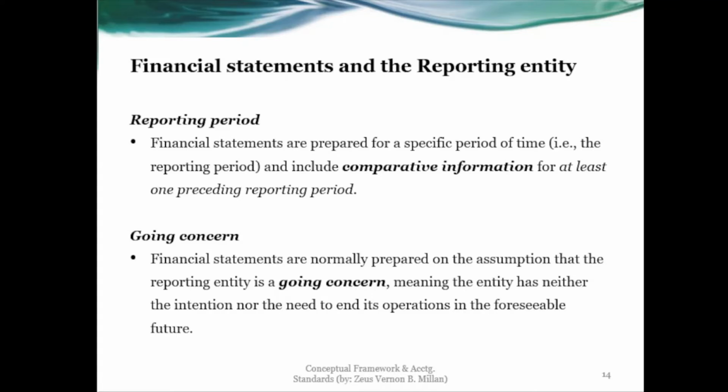Now let's talk about reporting period. Financial statements are prepared for a specific period of time, meaning the reporting period, and it includes comparative information for at least one preceding reporting period. So if you have already seen audited financial statements, most likely there are always two columns, class. One column for the current year, another column for the previous year for comparison. So you can immediately see that this specific asset increased or this specific liability decreased and so on and so forth. So that is comparability.